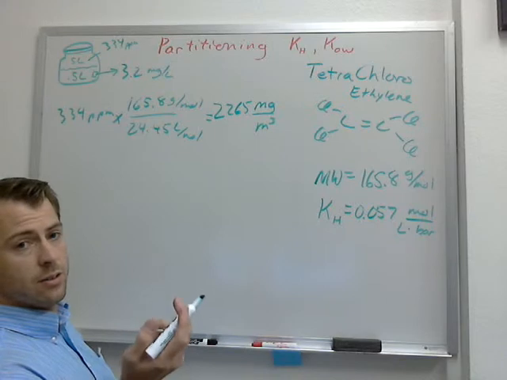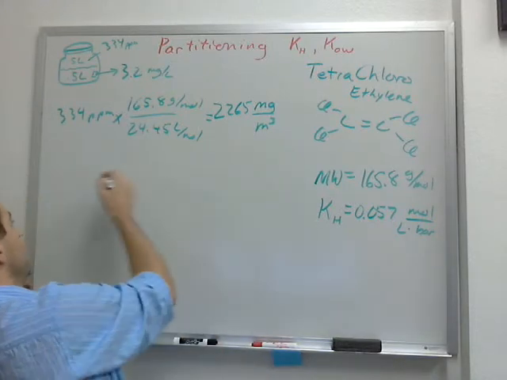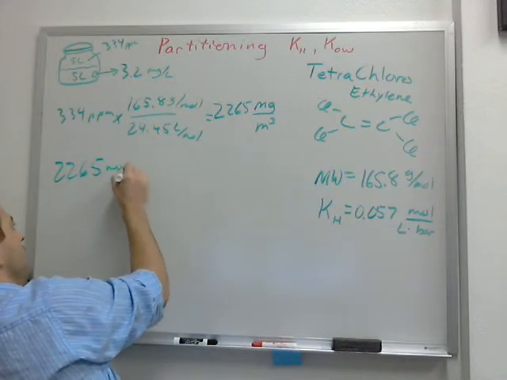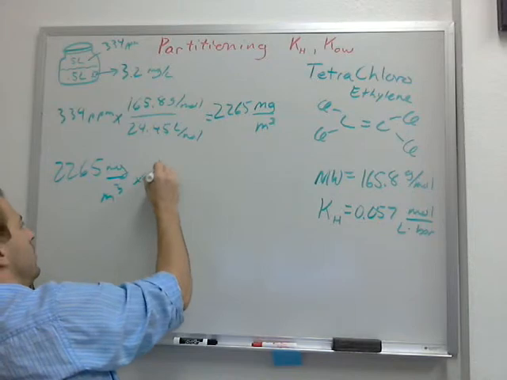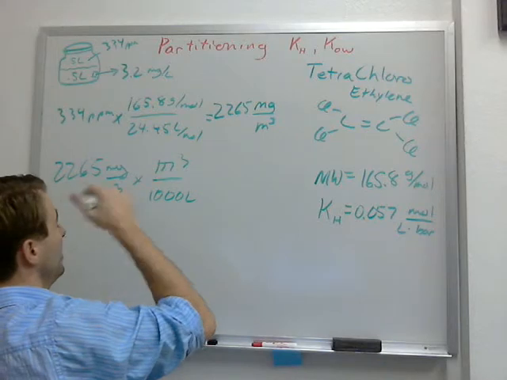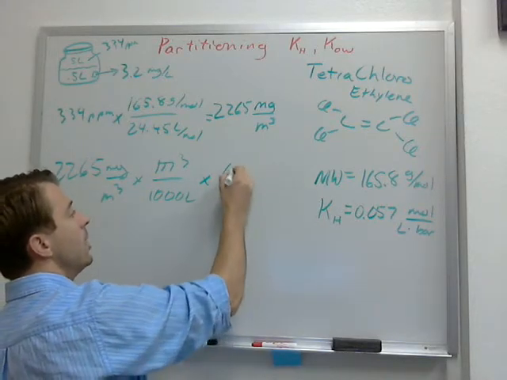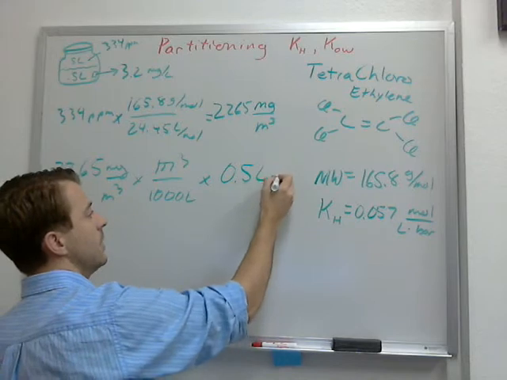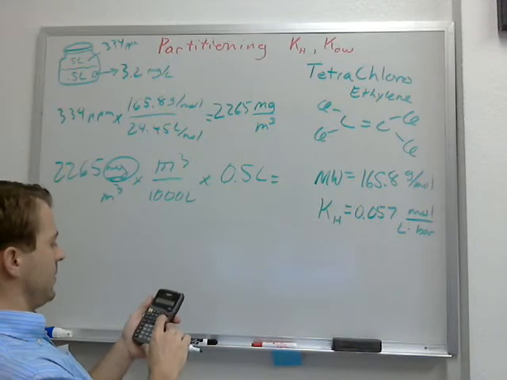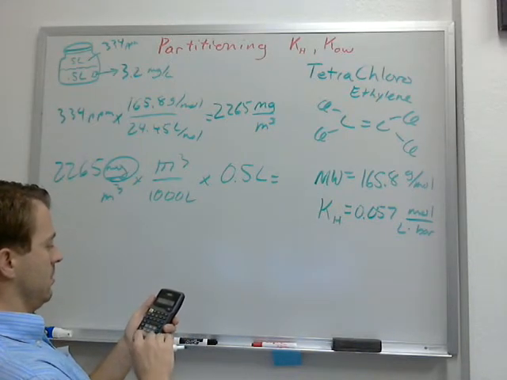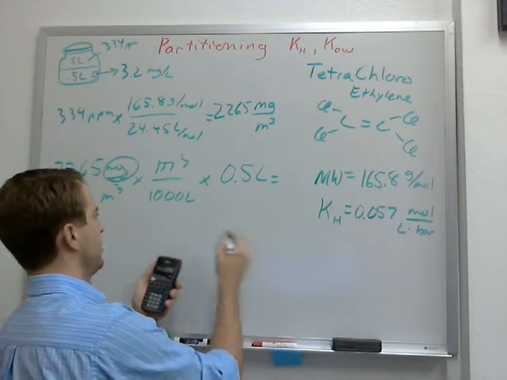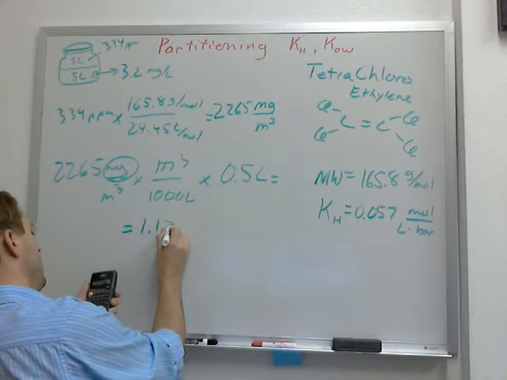Now, of course, we don't have near to a cubic meter. So if we are 2265 milligrams per cubic meter, 1 cubic meter is 1,000 liters, and then we only have half of a liter, right? So that's going to leave us in milligrams. So 2265 divided by 1,000 and times 0.5 or divided by another 2. So that equals 1.13.